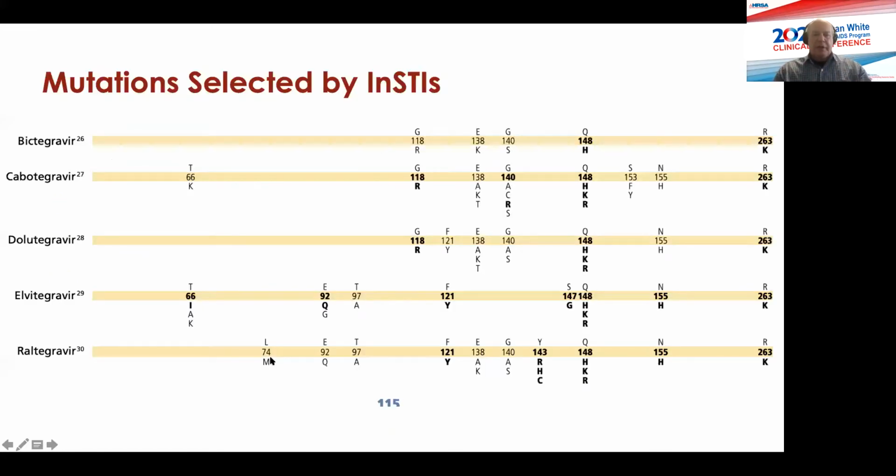So these are the integrase inhibitors. Again, you can go to the IAS-USA website and get this exact thing, and I've shown this earlier. But again, as I mentioned, for dolutegravir, bictegravir, cabotegravir, the changes you can usually get through.